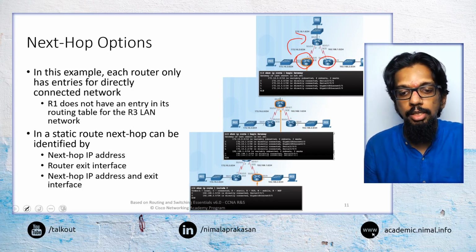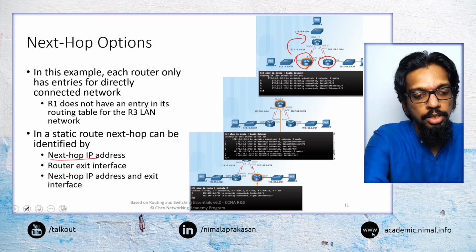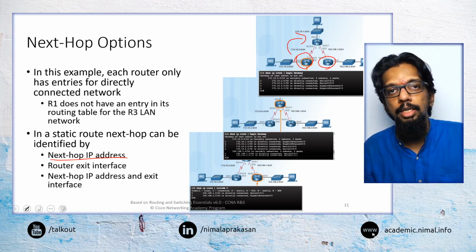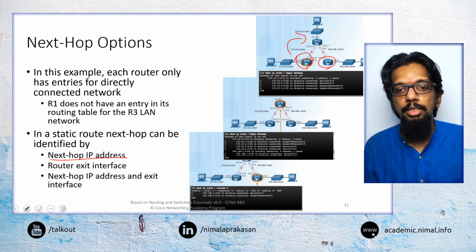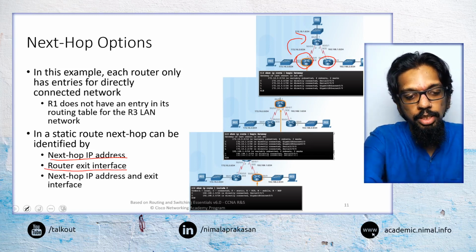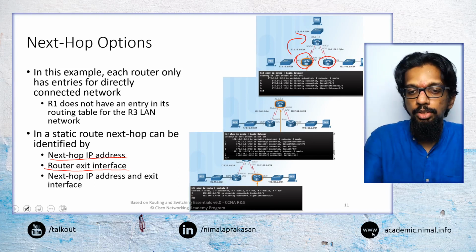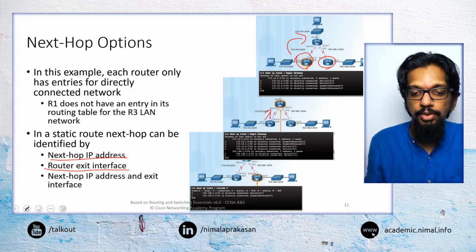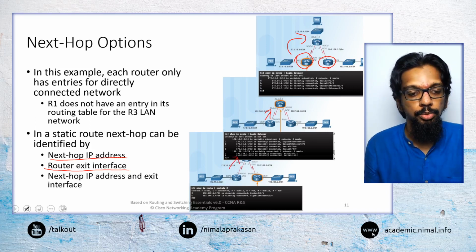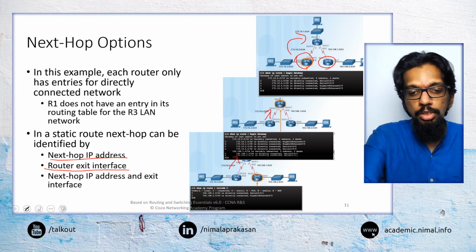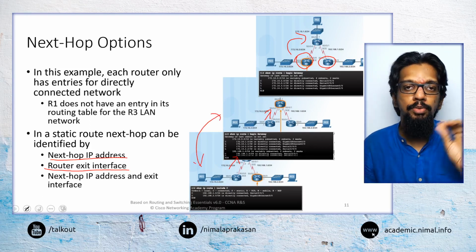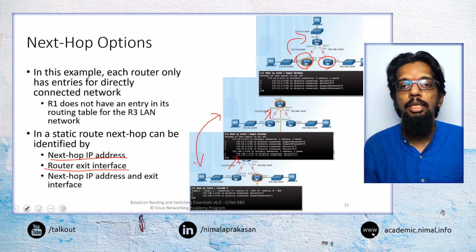So the first way is by giving the next hop IP address. Here we are just giving the next hop IP address, and based on that IP address the traffic can be forwarded. The other one is using the router exit interface to say what is the exit interface through which we have to send the packets. Or we can use a combination of these two together. So not just the IP address, we will use the IP address and the interface.